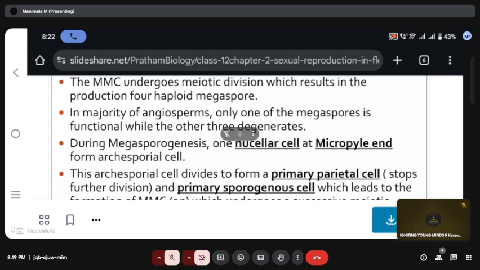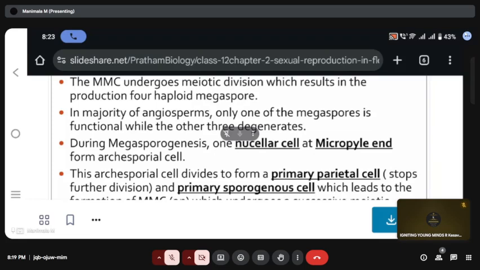So this type is called as monosporic development. What is it called? Monosporic. Make a note of it. The embryo sac formation from a single functional megaspore is called monosporic development. So this is the monosporic embryo sac. Generally, it is identical in all the angiospermic plants.